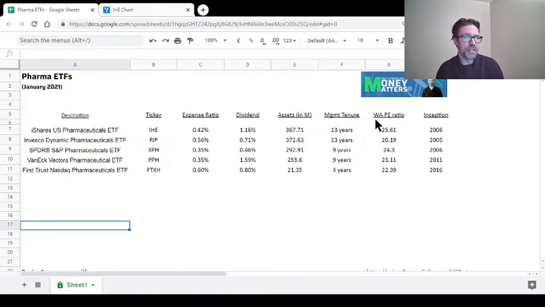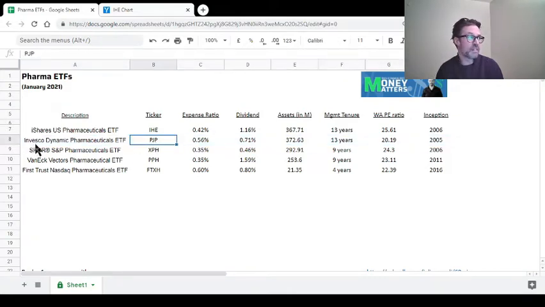This column here, the GWAP ratio, that's the weighted average P ratio. This is really the average price of all the stocks in these ETFs divided by weighted average earnings. And you can see that this one stands out, PJP, the Invesco Dynamic Pharmaceutical, it's lower. Inception is the year when the fund was created. So you can see that it ranges from 2005 to the more recent one, the FTXH, 2016.